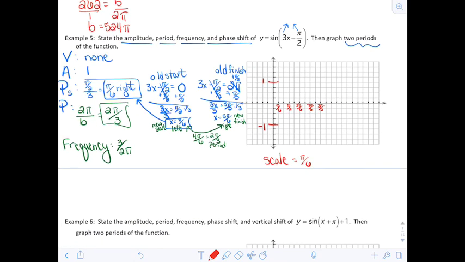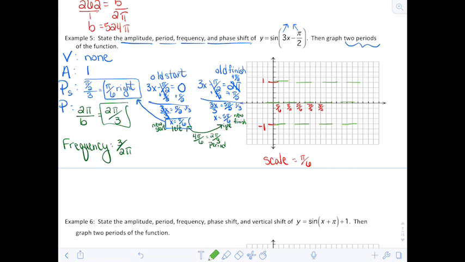So we don't have any vertical translations. So my midline, we're going to draw a dotted line right through the middle, which, since we don't have a vertical shift, is still the x-axis. My amplitude is 1, so above the midline, I'm going to go up 1 unit, and that will be the top of my box. And then I'm going to go down 1 unit below my midline, and that will be the bottom of my box.